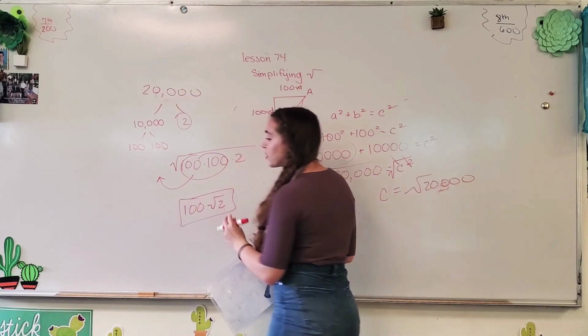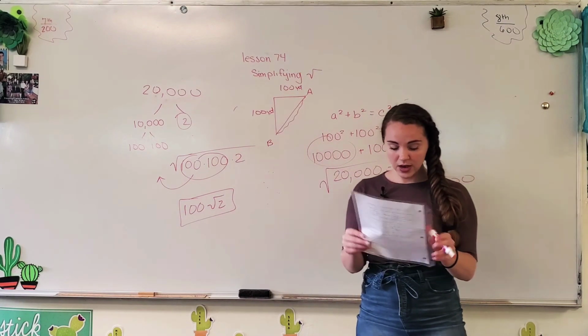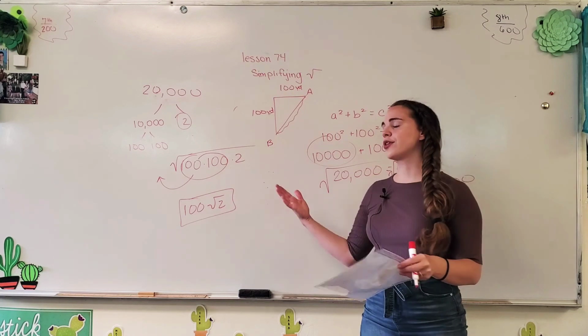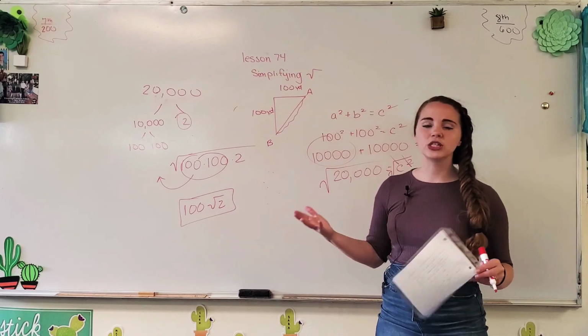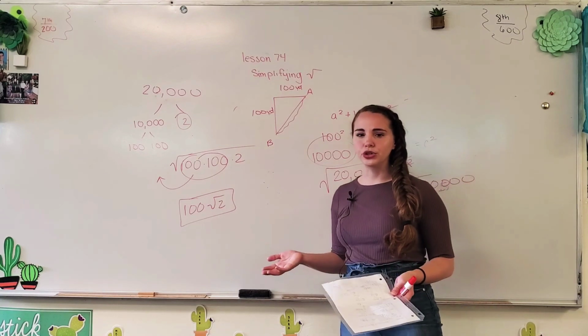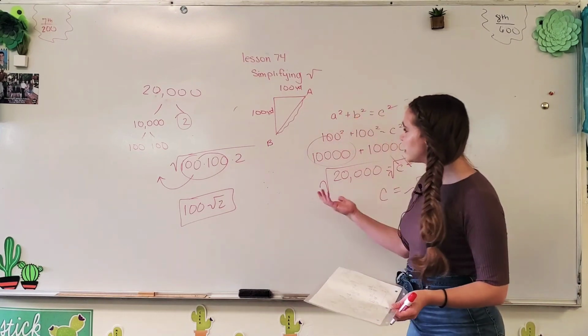And I think in your book there are some approximations of the square root of 2, the square root of 5, there's a couple on there. I just want you to look at those so you can see. But this is our last example.